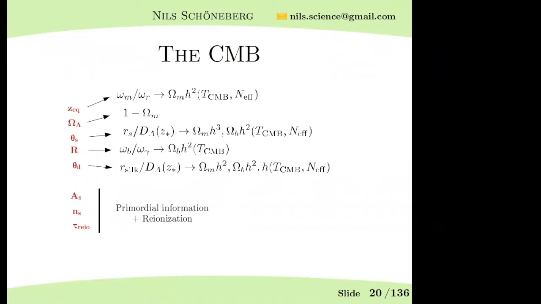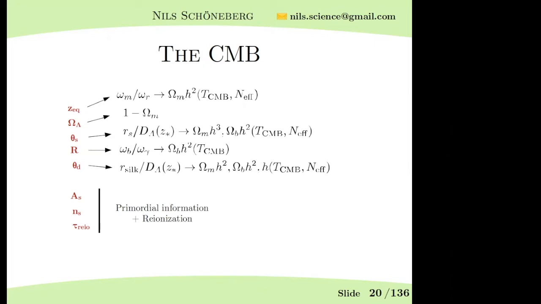We have the redshift of equality, which has multiple effects on the CMB at the same time. From this, you could in principle get very precise information on omega m h squared, except that the dependence is not strong enough to really get a sub-percent level measurement of this.